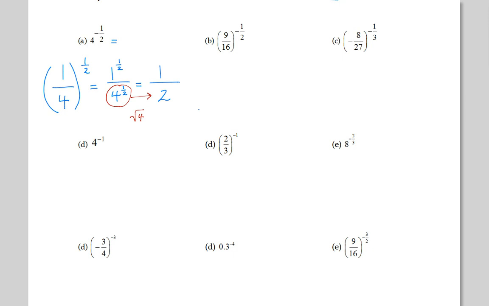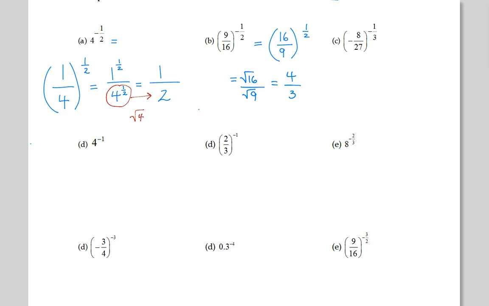Next. 9/16 power negative 1/2. Excuse me, negative power, I don't like you. Go away. How do you make a negative power go away? Flip it. What's the 1/2 power again? This one you should just memorize. 1/2 power, square root. So I got square root 16 on top of square root 9, 4 over 3. Guys okay with that?